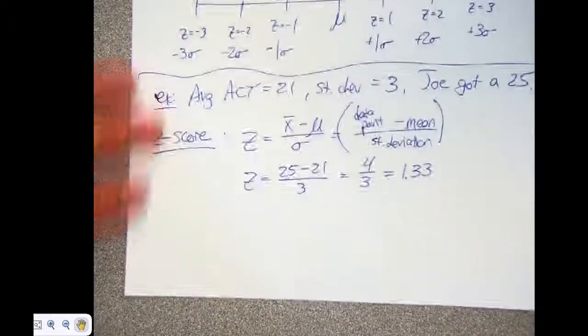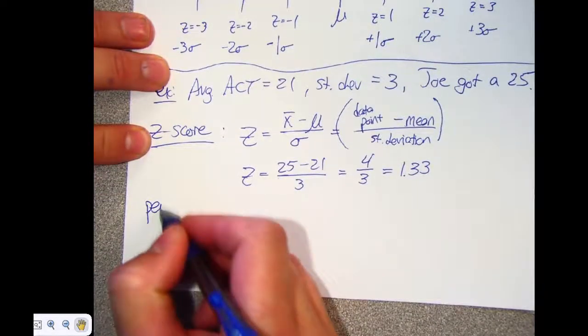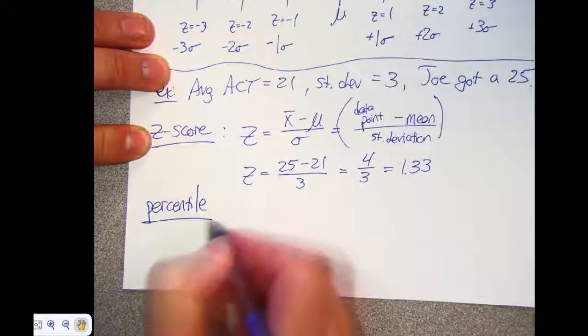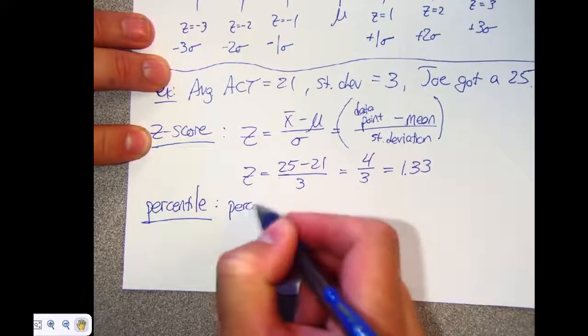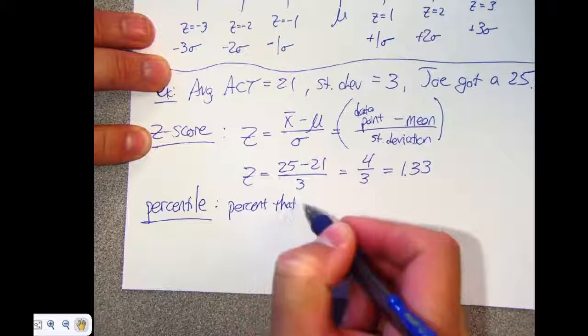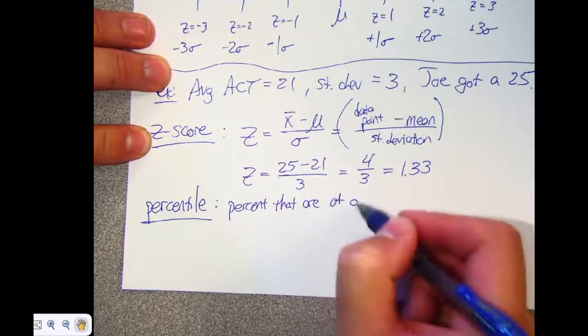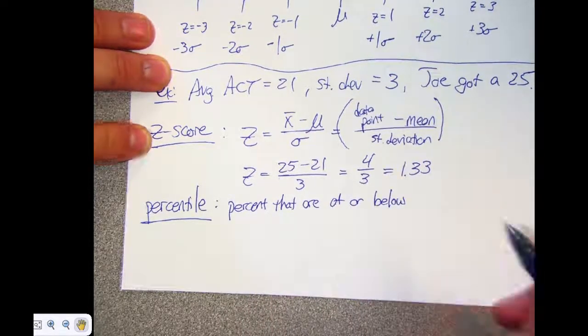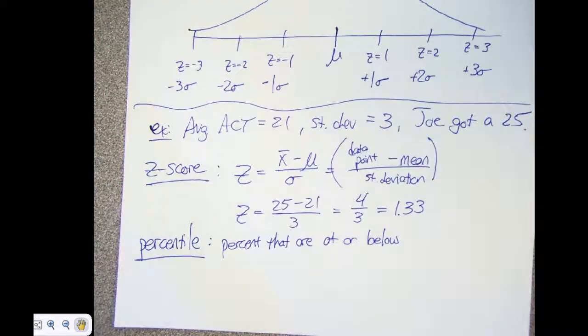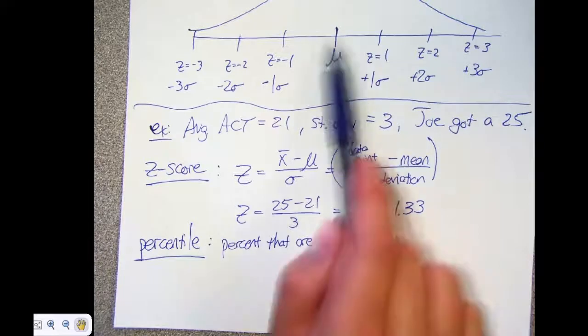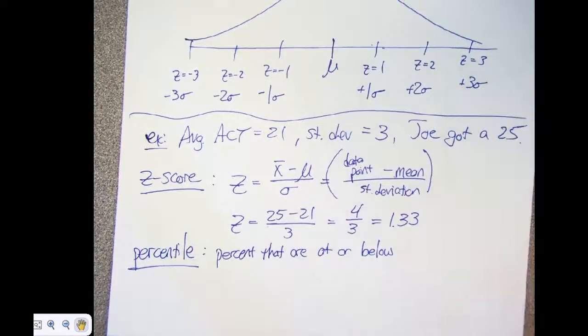All right, the next thing you're going to do is find the percentile. Remember, percentile is the percent that are at or below. So will Joe's percentile be bigger than 50% or smaller than 50%? Bigger, because he did better than average. He did better than more than 50% of the people. So he's going to have a percentile of at least 50%. At least 84%, really, because it's going to be a little higher than that.